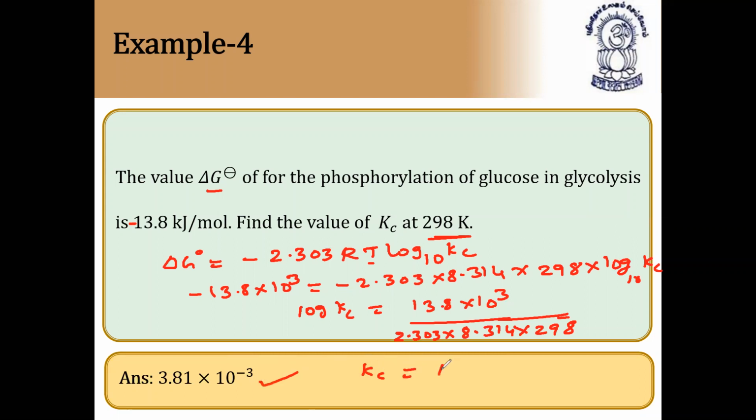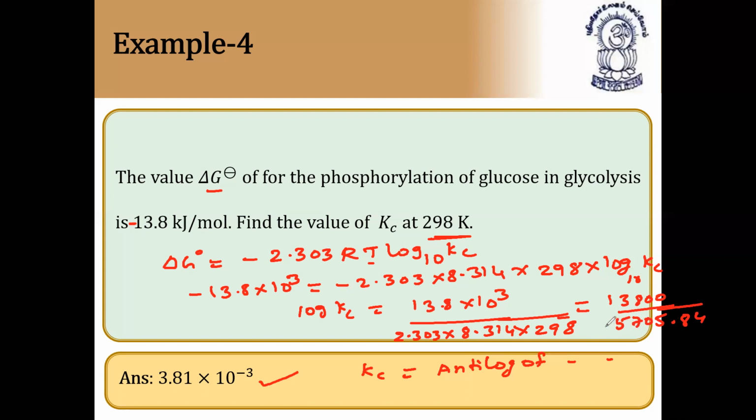So Kc is equal to the antilog of the value which we are going to calculate after this. This calculation part you can do, or else I'll do it here. So 13.8 into 10 to the power of 3 is how much? 13.8 into 1000, that is 13,800. So that is equal to 13,800 divided by 2.303 into 8.314 into 298, which is equal to 5,705.84.